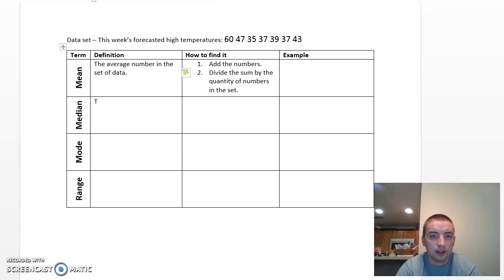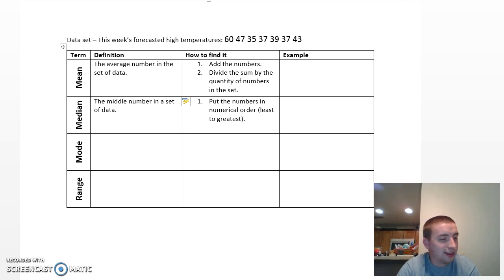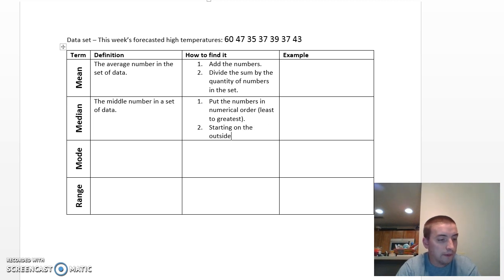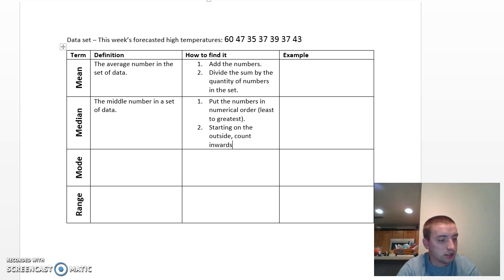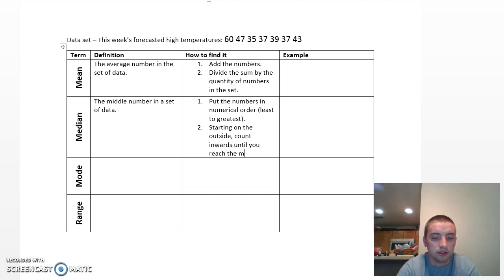Then the median is the middle number in a set of data. And how you find that is first, we're going to put the numbers in numerical order, so least to greatest. Then, starting on the outside, count inwards until you reach the middle number.